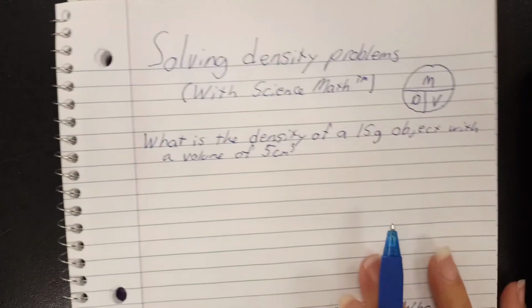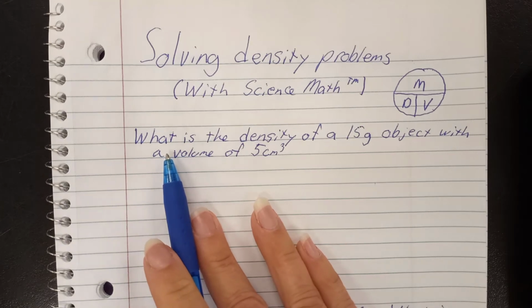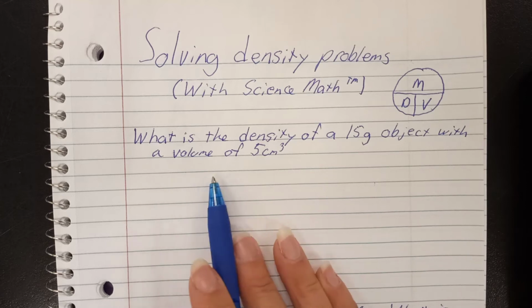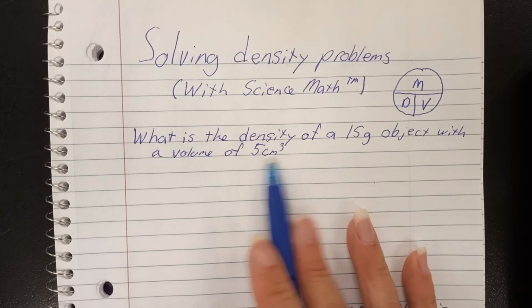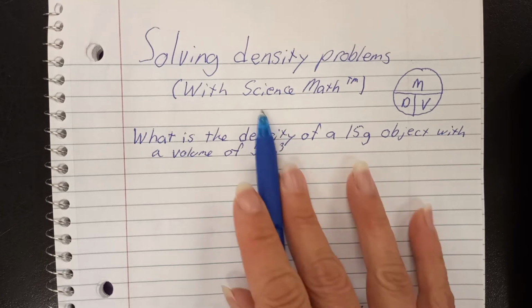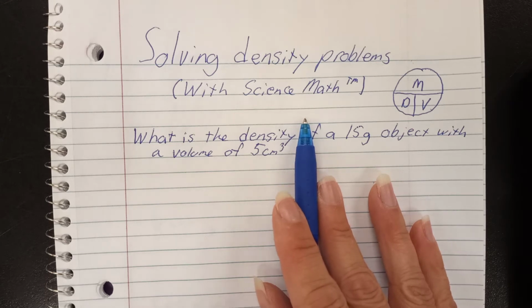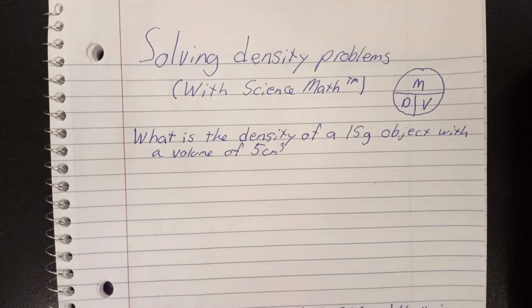Okay, so our word problem here, because density problems will come as word problems: find the density of a 15-gram object with a volume of 5 cubic centimeters. Science math, TM. First thing we need to do is list the things we know. We need to take the numbers out of the question and make a list right here of what we have.